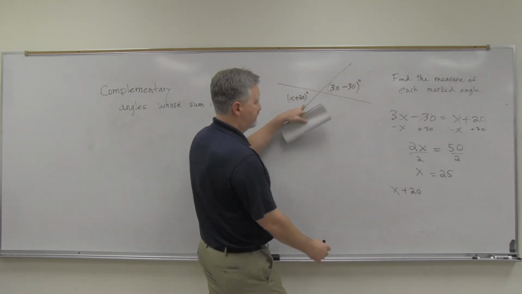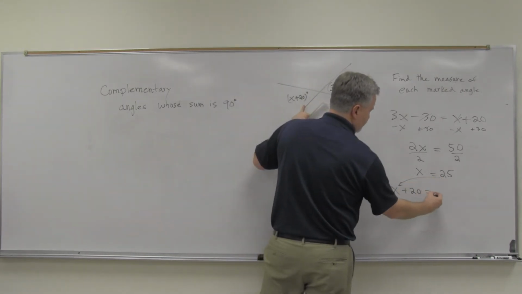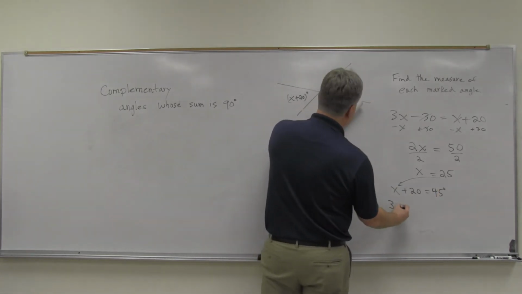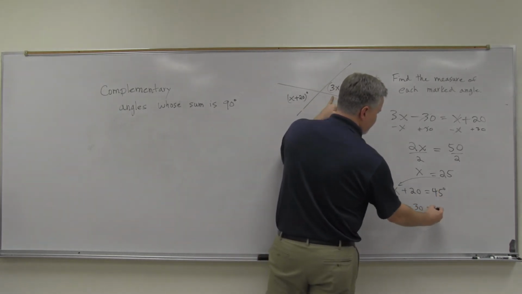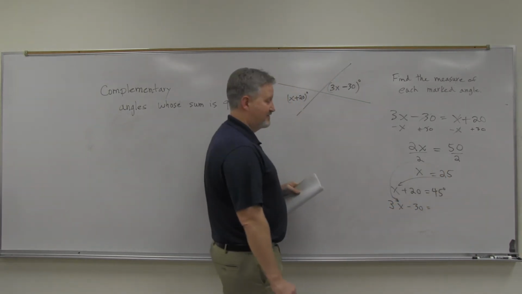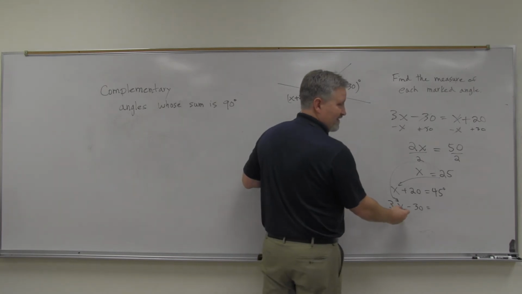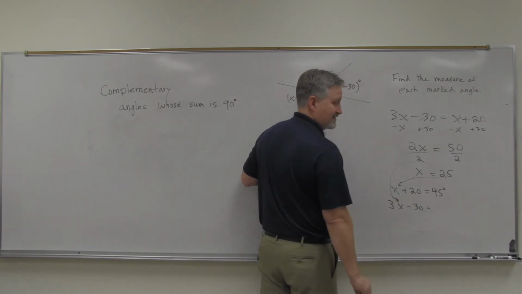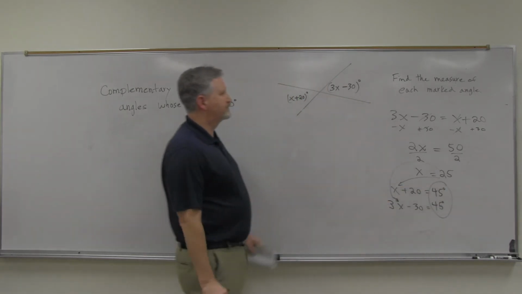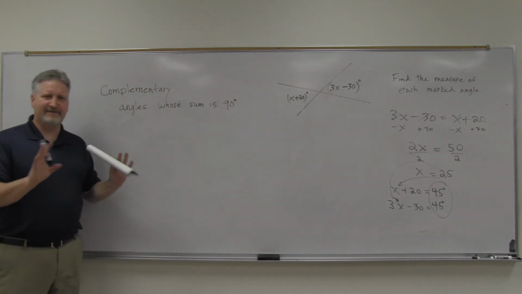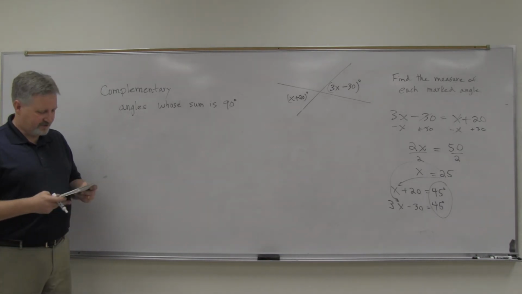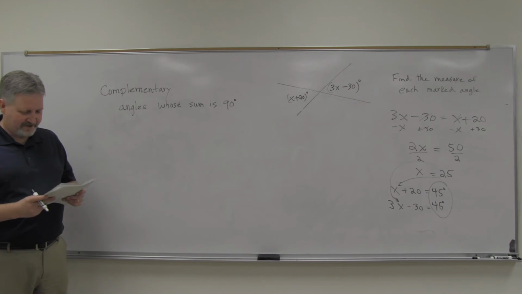So I've got x plus 20. So if x is 25, now I know that's 45. And of course, if this worked, 3x minus 30. If I plug in the 25 there, hopefully I get the 45. 3 times 25, 75, minus 30, 45. So like I said, it sets up a little simple algebra problem. If you need some help on those, just let me know.